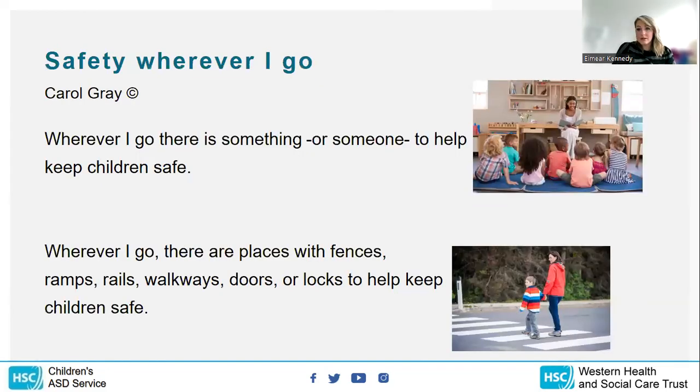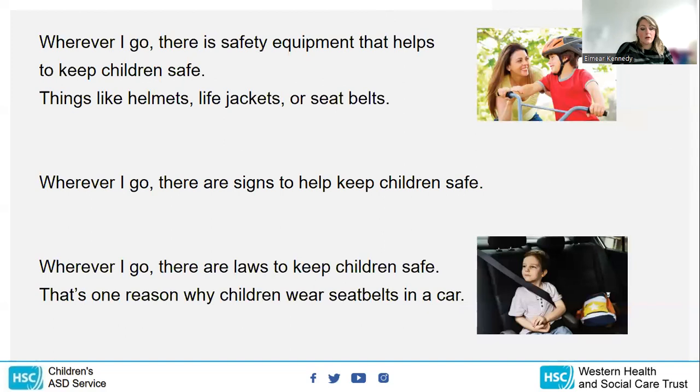This next example is taken from Carol Gray's website, and it is called Safety Wherever I Go. Wherever I go, there is something or someone to help keep children safe. Wherever I go, there are places with fences, ramps, rails, walkways, doors, or locks to help keep children safe. Wherever I go, there's safety equipment that helps to keep children safe. Things like helmets, life jackets, or seatbelts.